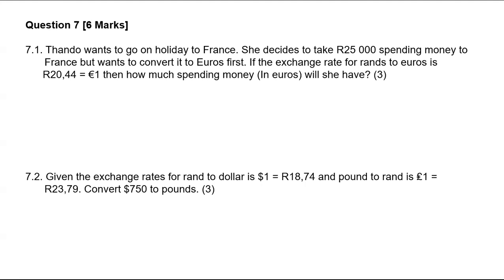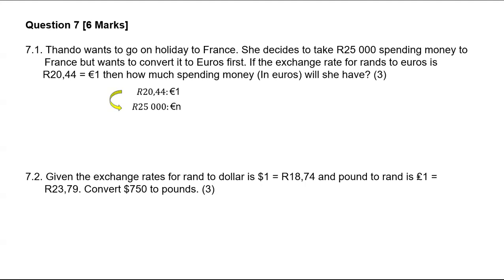I'm going to start with the exchange rate, which is 20,44 rand to 1 euro. I am going to write it as a ratio. I am, however, given the first part. The second ratio will be the spending money. The first part will be 25,000, but the euro part will just be N because we don't have the spending money in euros. How did we move from 20,44 to 25,000?